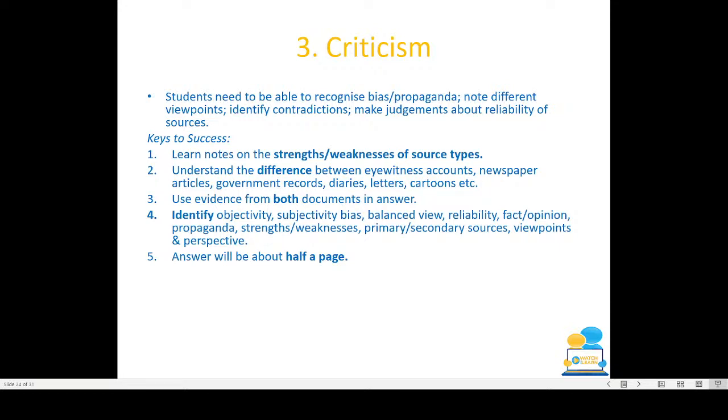And we must identify objectivity, subjectivity, bias, balanced view, reliability, fact, opinion, propaganda, strengths and weaknesses, primary, secondary sources, viewpoints and perspectives. They're the type of words we want to be using when we're criticizing these sources. So they're our bread and butter keywords of history. We cover them in first year and junior cycle. We need to be trying to use them in our answers now. So the answer will be about half a page once again.